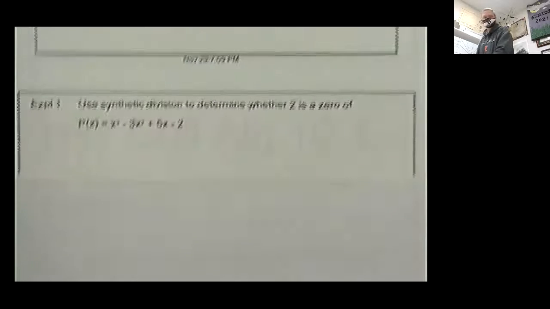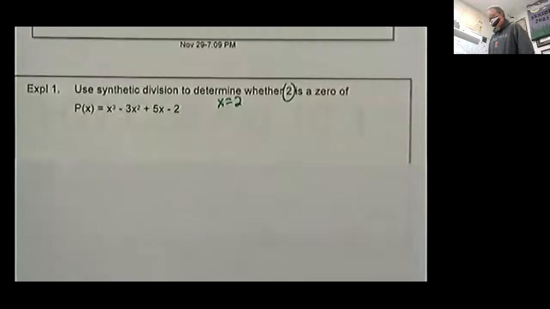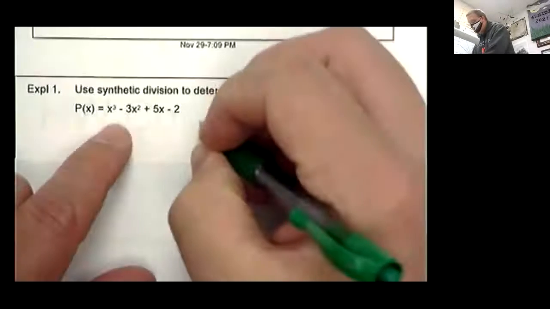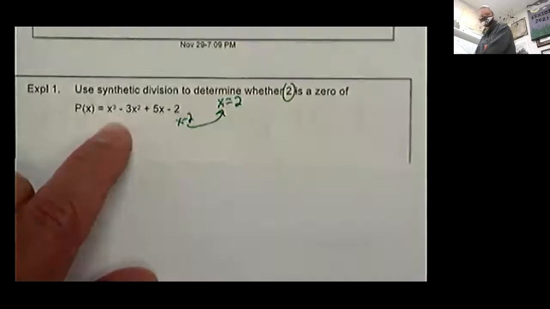So let's do some example problems. This is a review from previous chapters. Use synthetic division to determine whether 2 is a zero of the polynomial. Now 2 is already solved, you don't have to flip it. So this is saying x equals 2, is that a solution? Remember, if it's the binomial version, x minus 2, then we have to flip it to say x equals 2.